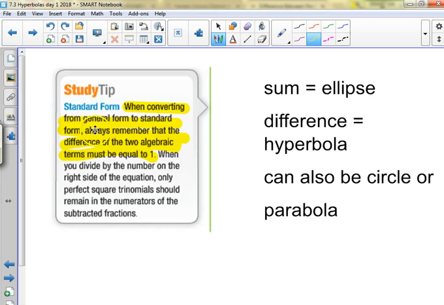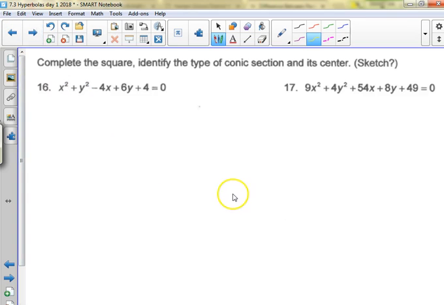So we're going to talk about eccentricity. It says, when converting from general form to standard form, always remember the difference of the two algebraic terms must be equal to 1. We know that, right? It's got to be equal 1 on the right side. Okay, if it's a sum in the middle, it's an ellipse or a circle, right? If it's going exactly the same in either direction, it's a circle. If it's a difference in the middle of the two quantities, it's a hyperbola. What would make it a parabola? If they're not both squared, if one of them's squared and the other one's not, right? Then it's a parabola.